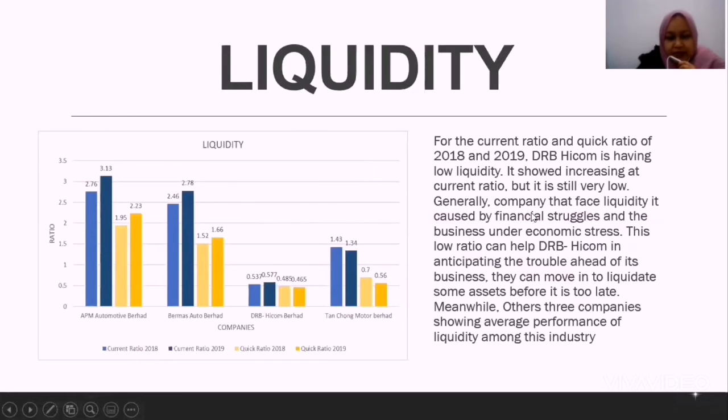Generally, a company that faces liquidity problems is caused by financial struggle and the business being under economic stress. This low ratio can help DRB-Hicom anticipate trouble ahead in its business. They can move to liquidate some assets before it is too late. Meanwhile, the other 3 companies, in comparison with DRB-Hicom, are showing average liquidity performance among these industries.